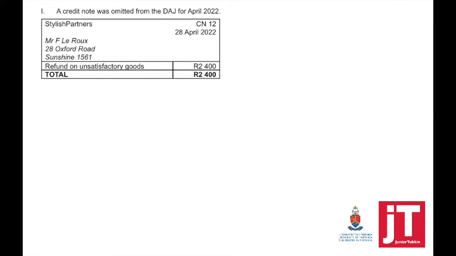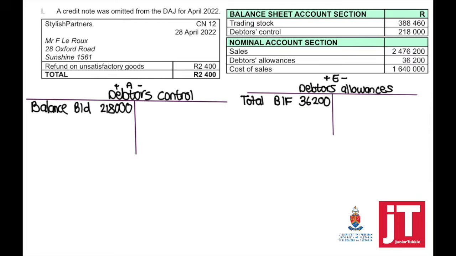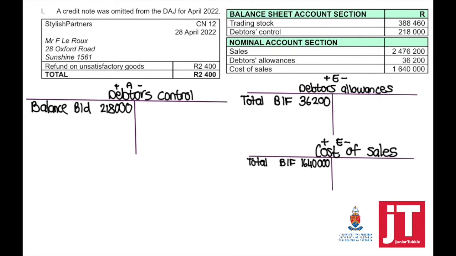Adjustment number 1. A credit note was omitted from the debtors allowance journal for April 2022. Omitted means it was left out. So from the pre-adjustment trial balance, we're going to start with the opening balances. Debtors control, the opening balance will appear on the debit side. Debtors allowances, the opening total will appear on the debit side.